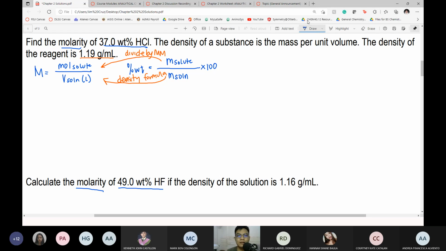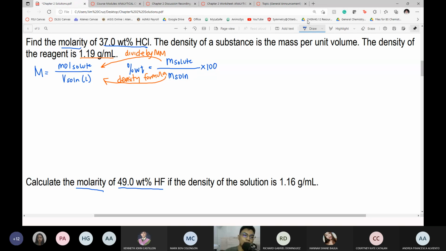What's next? Kasi tignan nyo, no? May mass ba na binigay? Wala. Ang binigay lang sa atin, percent weight and the density. Can we make something out of it? Okay? So, kung yung numbers lang yung pagbabasihan mo, wala. Hindi mo masasagutan talaga siya. But, in chemistry, you are actually allowed to make assumptions. Okay? Sa chemistry, pwede po mag-assume.